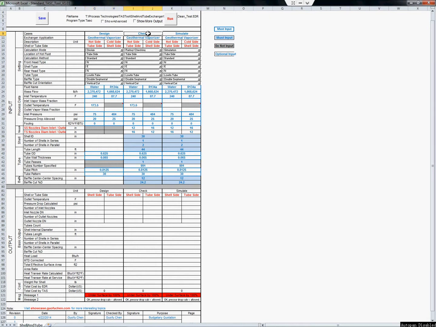Checking mode is used to check if the geometries can meet the process requirement. It answers if the heat exchanger is undersized or oversized, and by how much. Simulation mode is used to answer the shell side and tube side outlet temperatures. Both checking mode and simulation mode need to fully define the heat exchanger geometries.